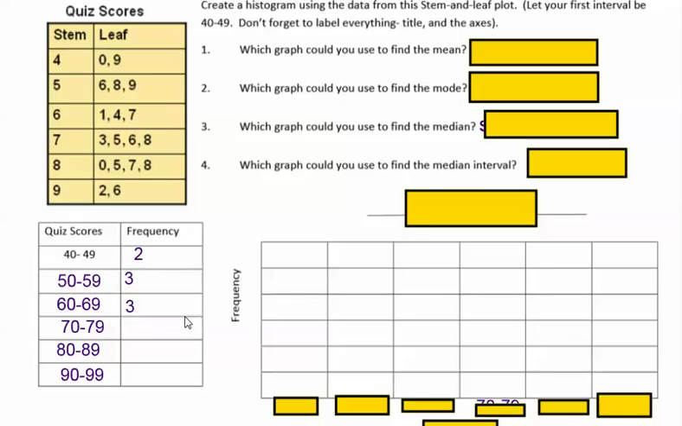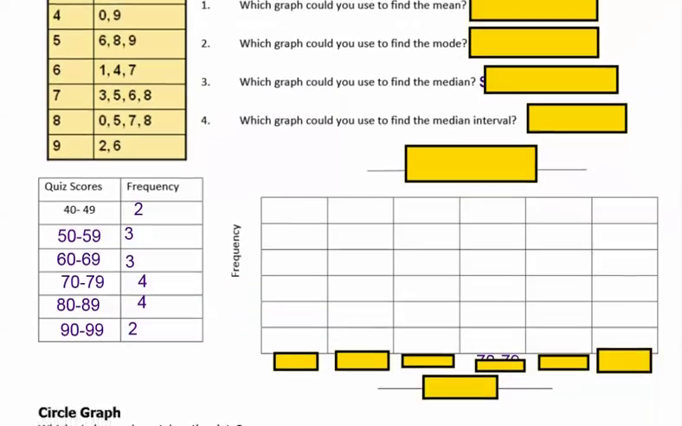What about 70 to 79? That would be 4. 80 to 89, that's 4. And 90 to 99, we only have 2. So now we went from the stem and leaf to a frequency table. Now we're going to go to our histogram.